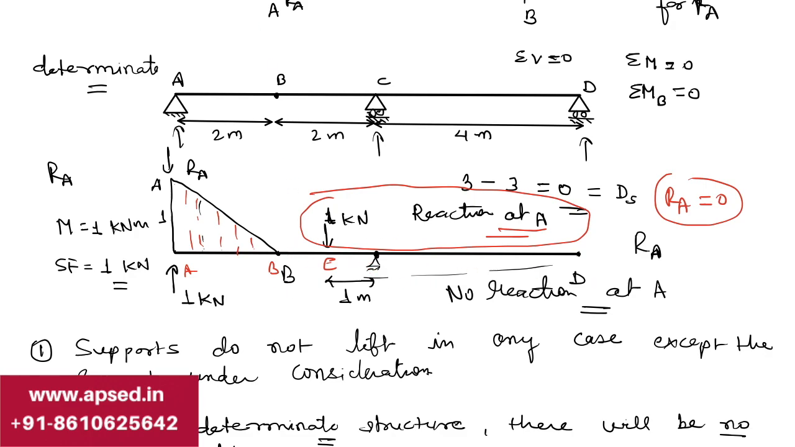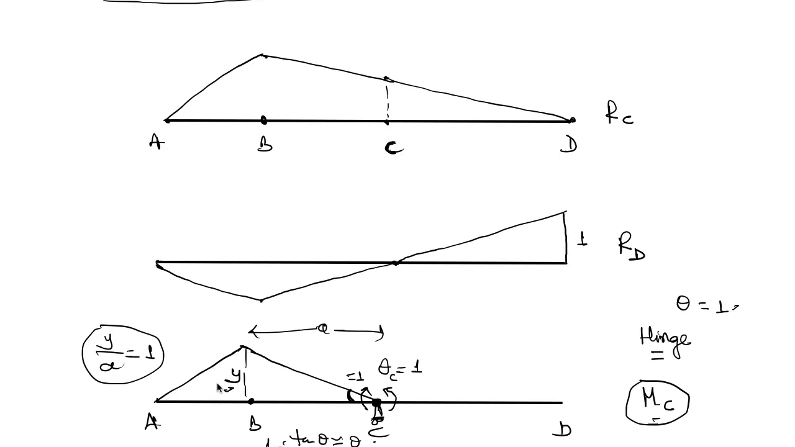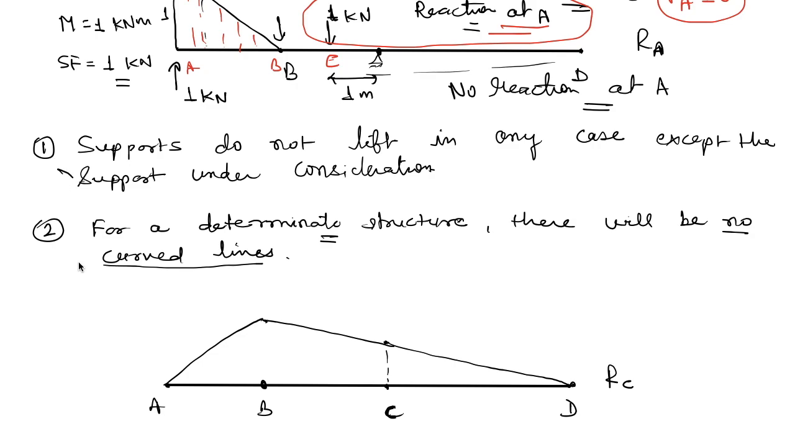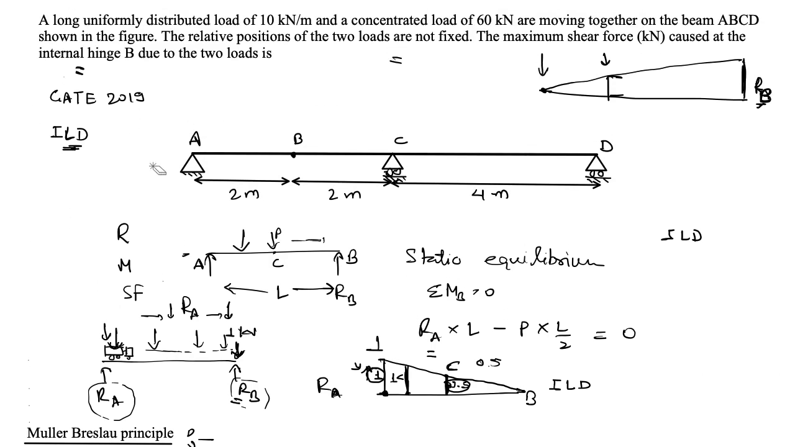So this becomes a good check if you have any doubt in the ILD that you have drawn, that you can apply the load at any point. Here you can apply the load, even at B you could apply, and based on that you can find out the reaction at A to confirm the results. And to avoid confusion, we have to keep in mind these two rules. Now using that, let's solve the problem that came in the exam.